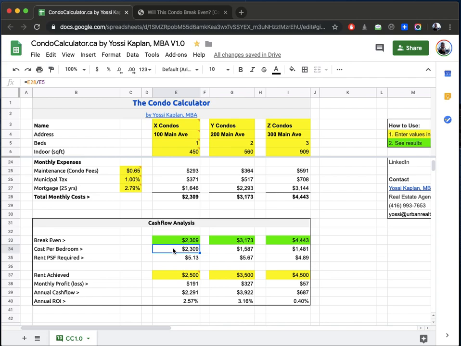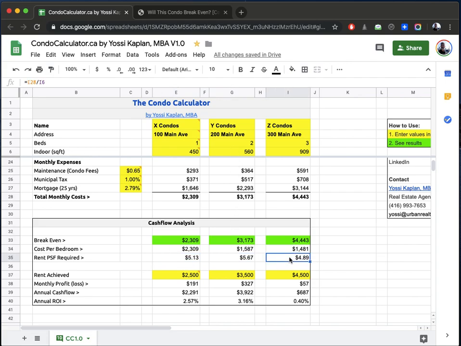In the two bedroom condo example, the total cost is still the same, of course, and the cost per bedroom is half. It's $1,587. So maybe a roommate situation or two people sharing the rent, $1,587 per person. That's not bad because that's reasonable, since you cannot get a one bedroom for that. And the rent PSF required, that means I need to achieve $5.13 a foot in rent to get to this number. Okay, so 5.13 times 450 will give me this number. 5.67 times 560 will give me this number.